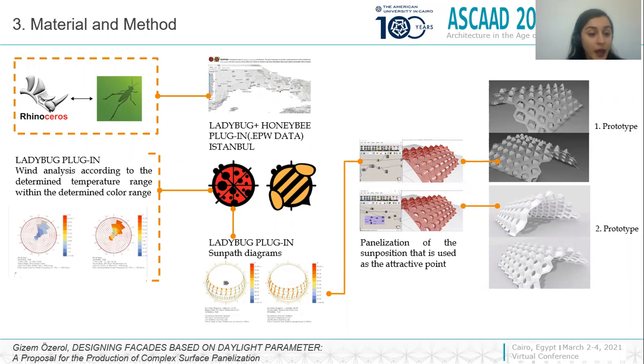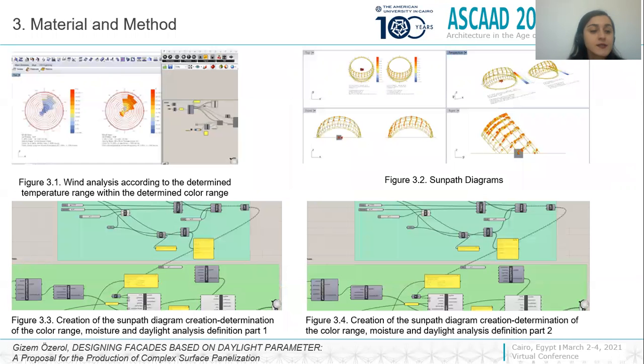Secondly, we could get these sunpath diagrams thanks to the Ladybug plugin. Then we used those analyses in order to merge with the complex surfaces, by defining the sunpath as attractive points in order to change the direction of the angles of the hexagonal panelization. These color ranges and diagrams are provided to form changes of the facade panelization.